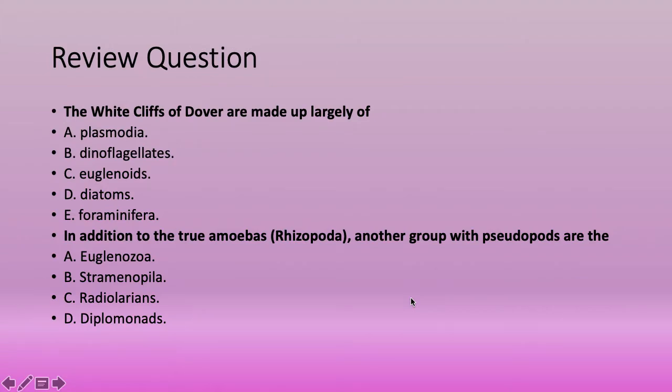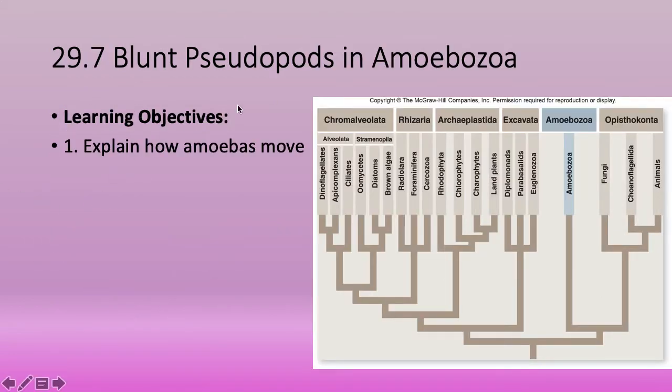All right, review. The White Cliffs of Dover are made up largely of E. Foraminifera. Second question, in addition to the true amoebas, the Rhizopoda, another group with pseudopods are the C. Radiolaria. Excuse me. All right. Moving on to blunt pseudopods and Amoebozoa. So talk about how amoebas move, and you can kind of see they're all by themselves here.